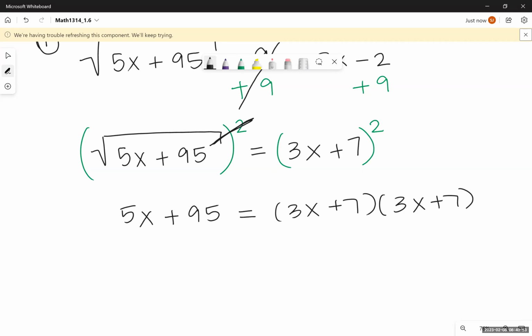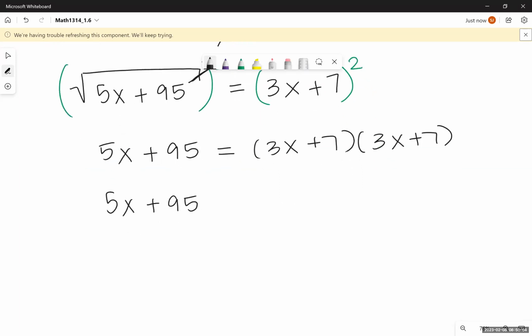Now it's kind of gone back to like 1.1 type of work. The left-hand side I can't do anything with because nothing's alike. Right-hand side, I think I might be able to just FOIL this. 3 times 3 is going to be 9x squared, 21x is going to be a positive 42x, and then a positive 49. I just FOILed that in my head: 21x, 21x, 7 times 7 is 49. I skipped a step there, just so everybody knows.